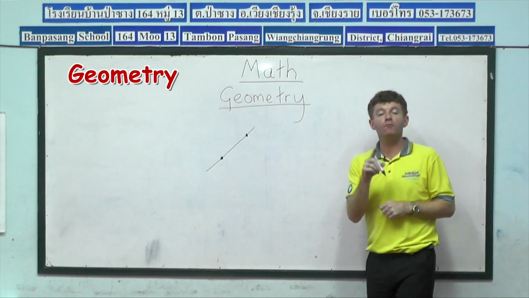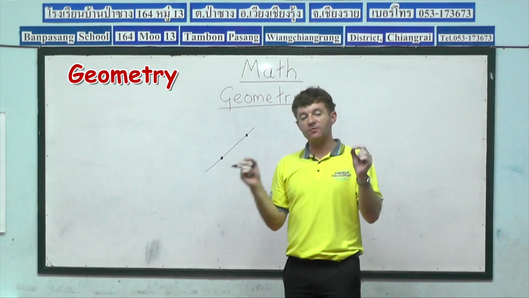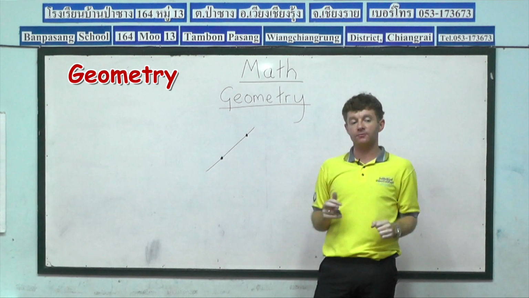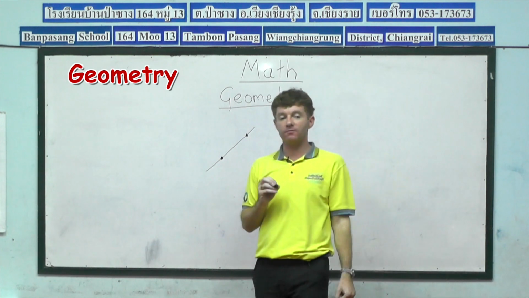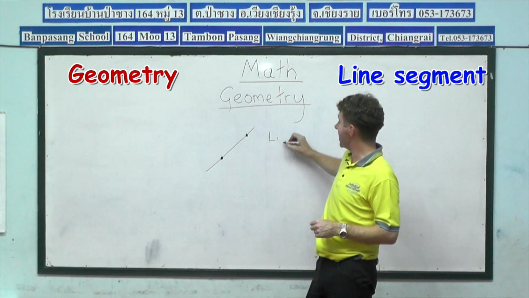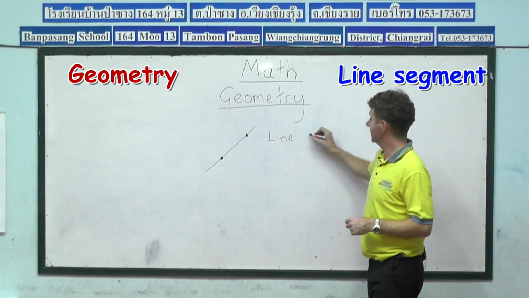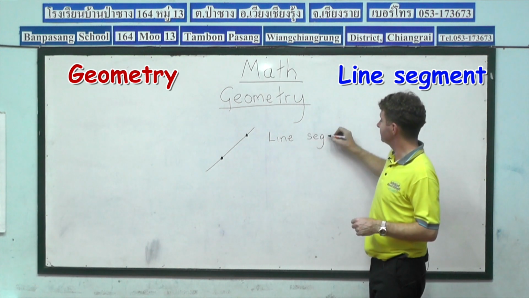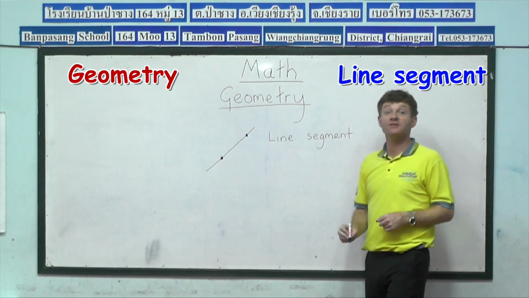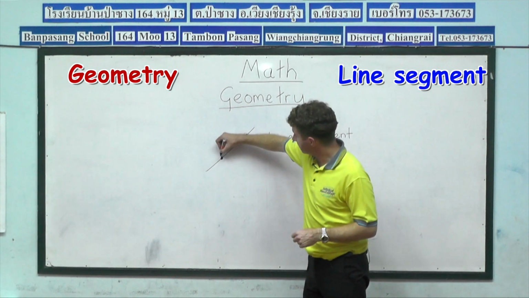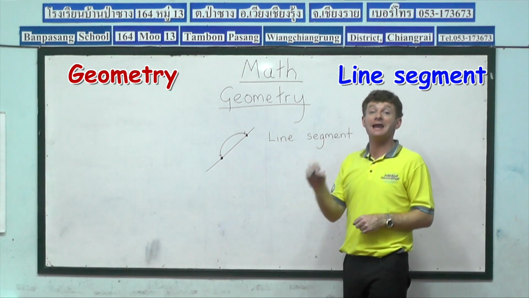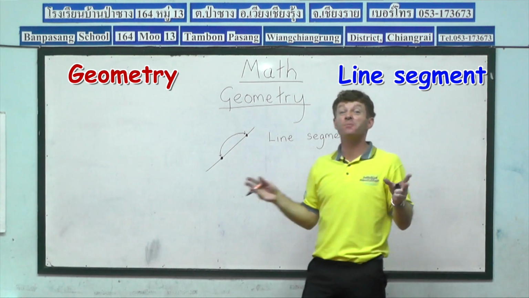Okay. So who can remember in the previous lesson we discussed what we call the part of the line that's between 2 points? Can anybody remember what that's called? Line segment. Okay. L-I-N-E S-E-G-M-E-N-T. Line segment. You can see the part of the line that is between 2 points is what we call line segment. Segment means part.